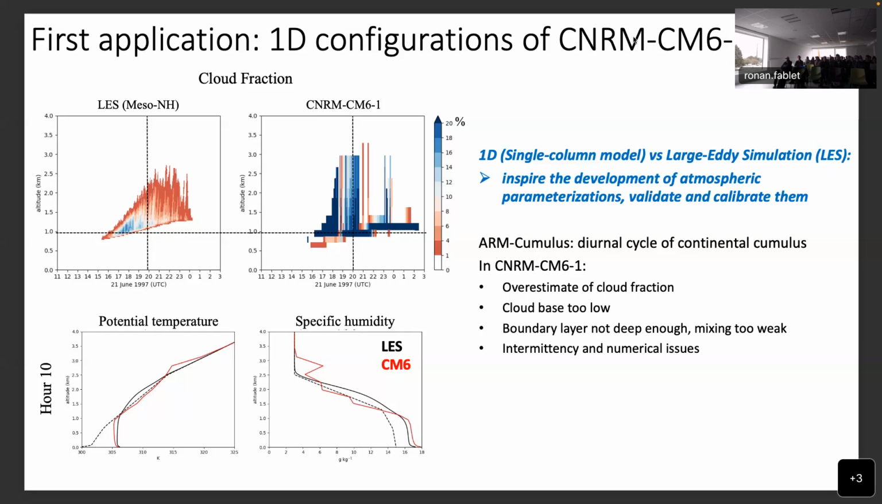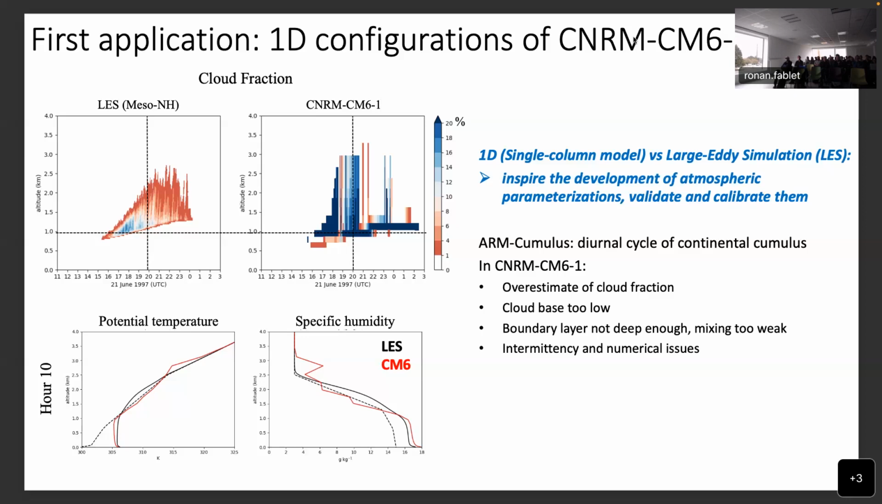So the first case I will use is the diurnal cycle of a continental cumulus case that occurs over the Great Plains of the US. So here you have the large eddy simulation as the reference. You see that you have this cumulus that develops across the day, and this is what the standard configuration of the model is doing. So it's not that good. I mean, we have too much cloud. The cloud base is a bit too low. The boundary layer here is potential temperature after 10 hours of simulation. You see that it's not deep enough.